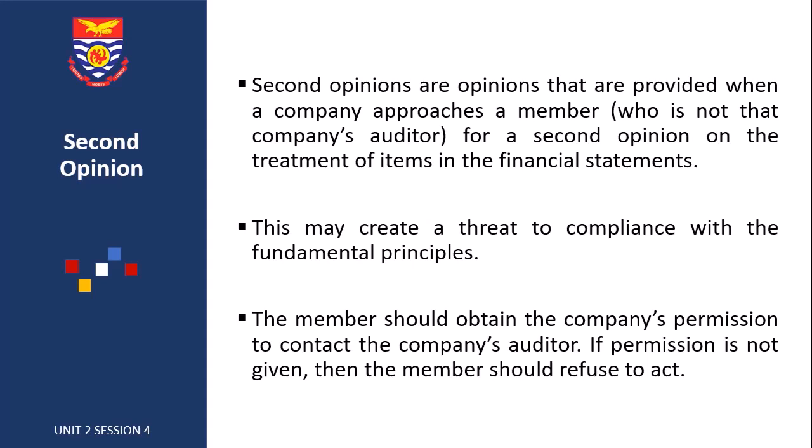Now, you going behind or beyond the scope, contacting that individual may create a threat to compliance with the fundamental principles. And as such, the member who wants to do that should obtain the company's permission to contact the company's auditors. So if permission is not given, then the member should refuse to act. And this has to do with confidentiality of the information. So always permission must be sought. And if permission is not granted, then the member should refuse to act in that regard.